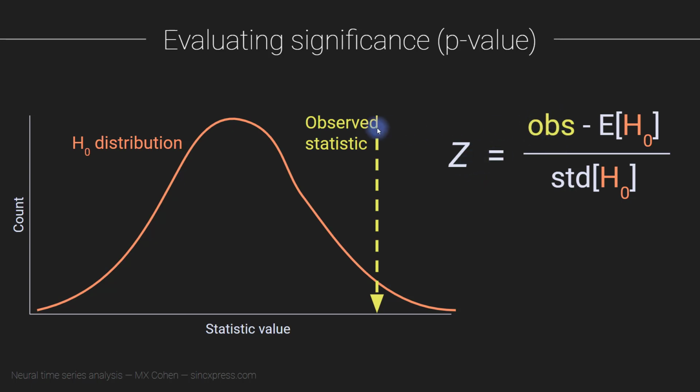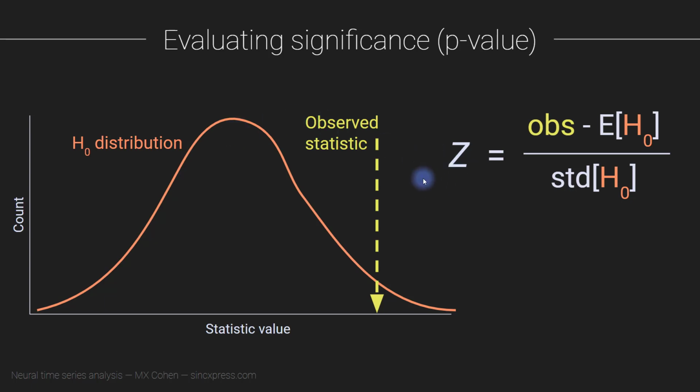You take your observed data here minus the mean of this distribution. This is for the expectation value. So this is the expected value of the null hypothesis. Typically that would be the mean. And then you divide by the standard deviation, which is essentially like the width of this distribution. So this z value gives you a normalized distance in standard deviation units of your observed statistic value away from the center of the null hypothesis distribution.